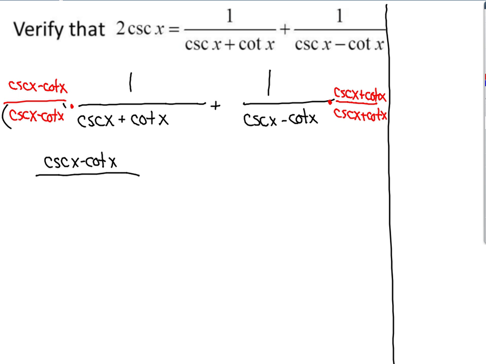Right here we have a binomial times a binomial. Cosecant times cosecant is cosecant squared. Outside will give us plus cosecant x cotangent x. Inside will be minus cosecant x cotangent x. And then negative cotangent times negative cotangent is negative cotangent squared.